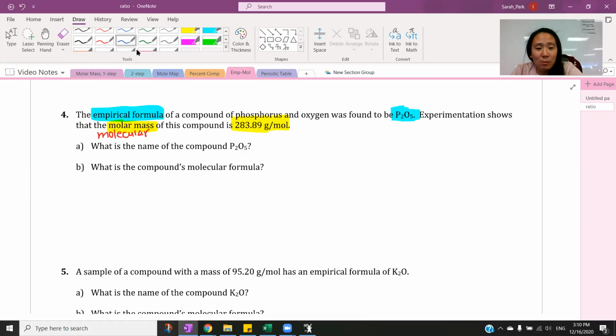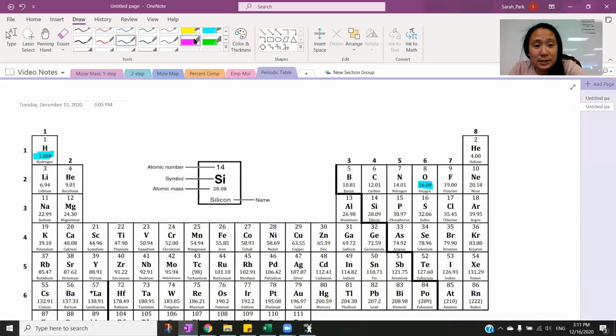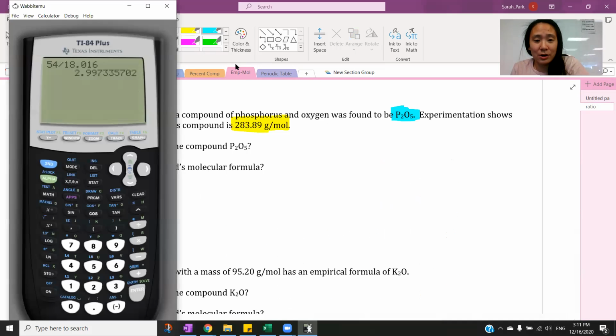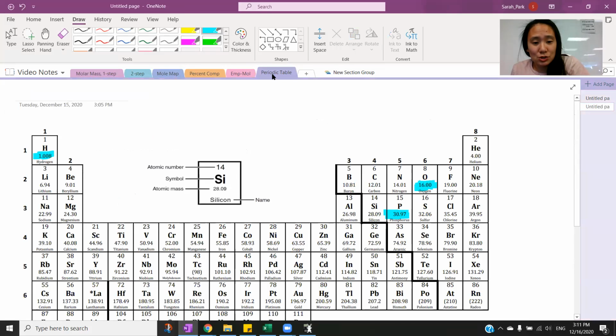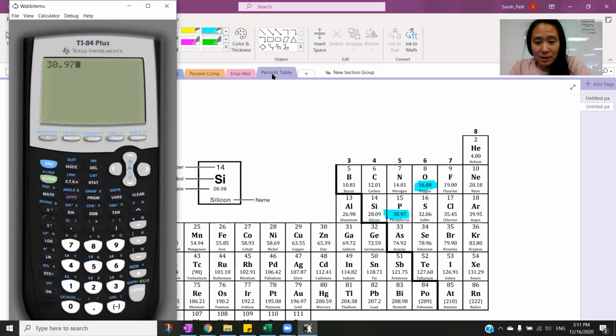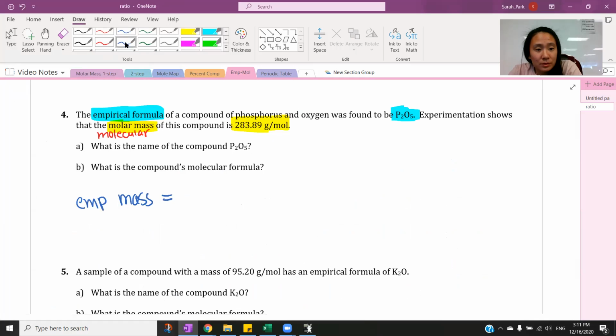Okay, then how do we solve this problem? You have to find the empirical mass first. That's step number 1. So you have to do 2 phosphoruses, and 5 oxygens, and add them all together. So really quick, I can do 30.97 times 2 plus 16 times 5. So it's 141.94. Okay. Then what does it say to do?